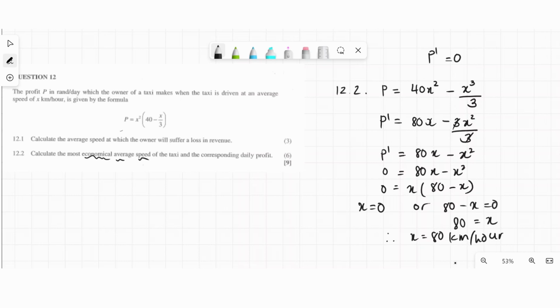Then we need the profit for that, so I'm going to take this x and substitute it here. So P equals 80 squared, then it's going to be 40 minus 80 divided by 3. When you punch this into the calculator, what you're going to get is your profit as being this amount. Profit in R, 85,333.33 cents. So then you're done with this question.